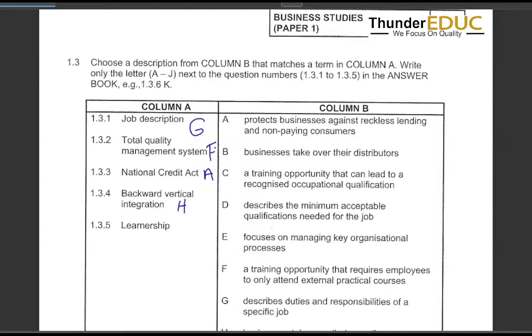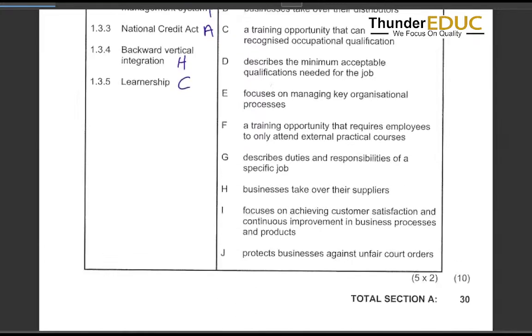Now the last one, we have learnership in 1.3.5. Learnership is a training opportunity that can lead to a recognized occupational qualification. So in this regard, our appropriate answer is going to be C. Okay, right, grade 12s. Now let's move on to the next question.